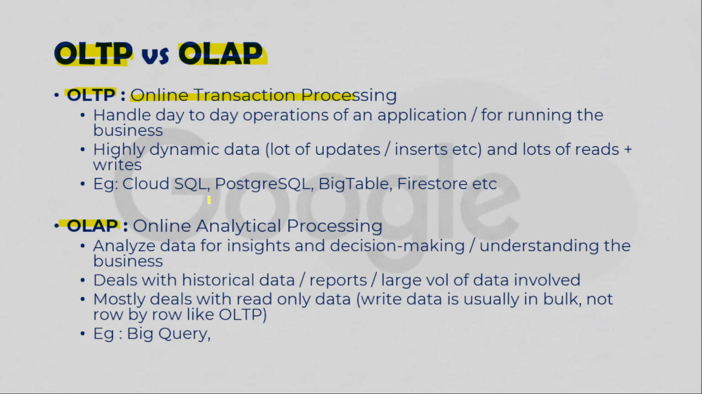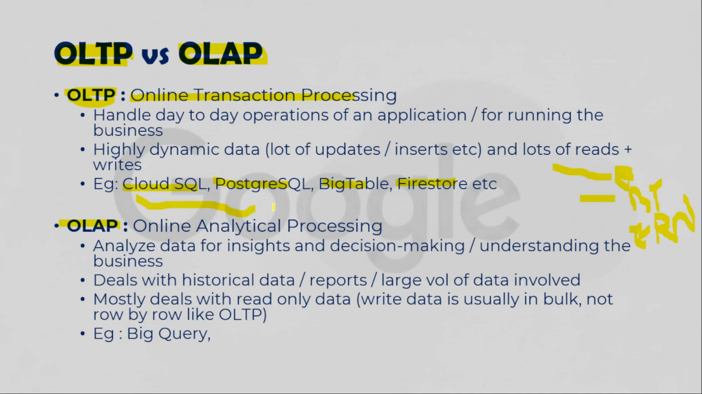Usually this kind of online transaction processing system is used in all your day-to-day transactions. It could be e-commerce, banking transactions, ERP, you name an application. Everything which handles day-to-day transactions comes under online transaction processing. So what are the equivalent services provided by Google Cloud to handle OLTP? They are Google Cloud SQL, PostgreSQL, Bigtable, Firestore, and so on.